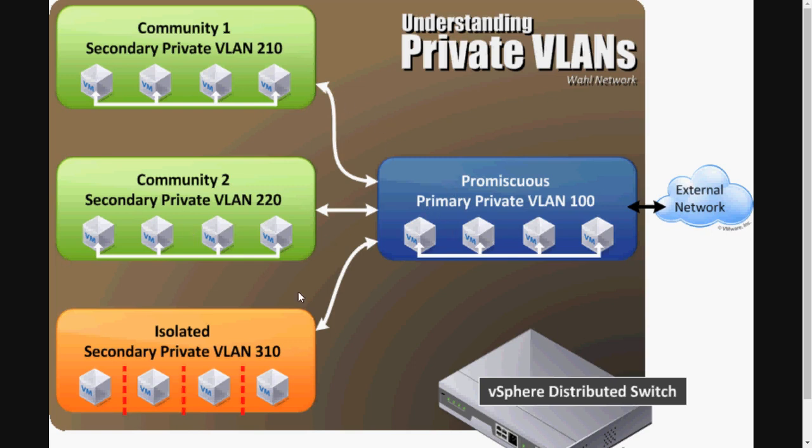So you can see these all can talk to each other, and they can talk back and forth between the promiscuous. The isolated, on the other hand, can't talk to even each other in the isolated VLAN. So this VM cannot talk to this one, cannot talk to this one, cannot talk to this one, but they can still talk to the promiscuous. And so that's the difference. And because the promiscuous is the gateway, you can't have these other 2, community or isolated, without the promiscuous.